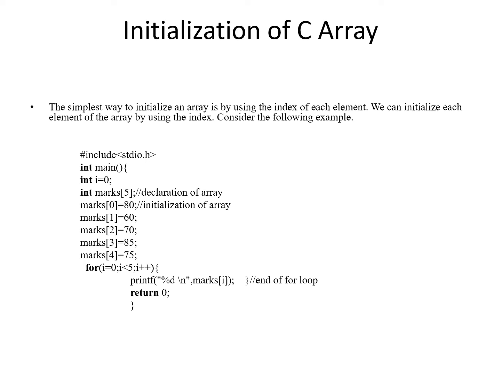Now we see how to initialize an array. An array can be initialized by using the index. Each element in the array can be accessed by using the index number. In this example, we have an integer array named Mark with 5 elements. The 0th element is initialized with the value 80 and so on. In this way, we have initialized all 5 elements, and then we use a for loop for displaying all the elements of the array.